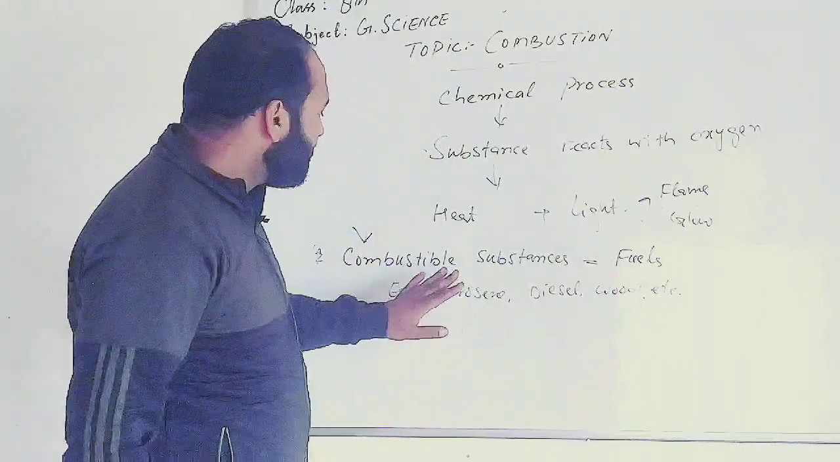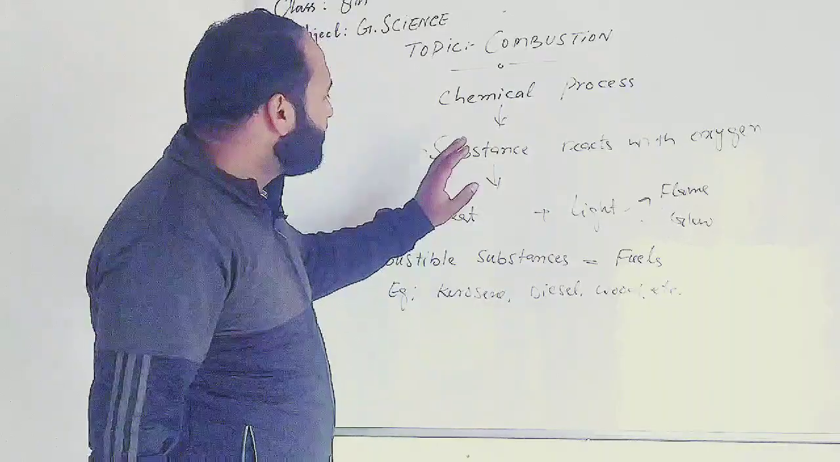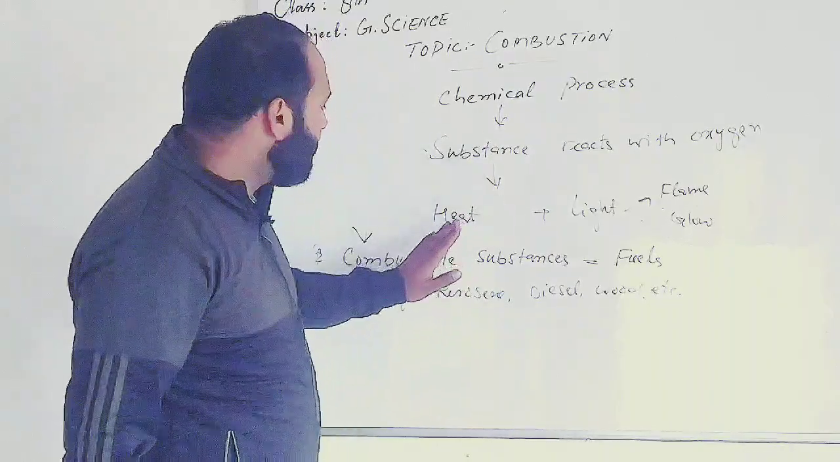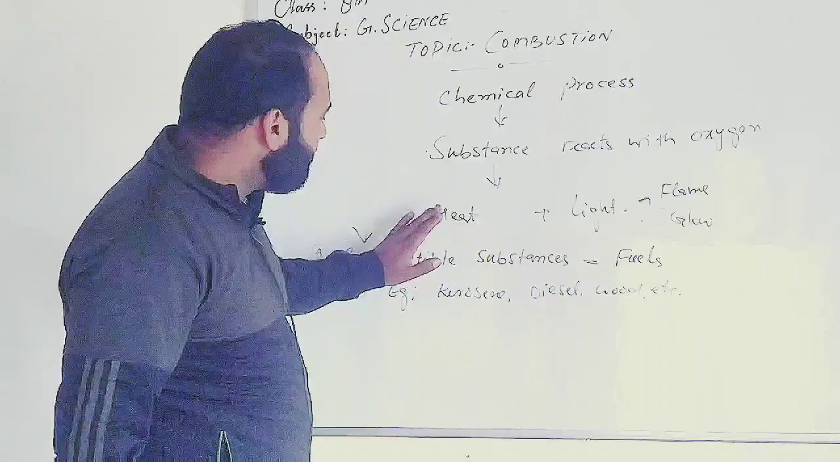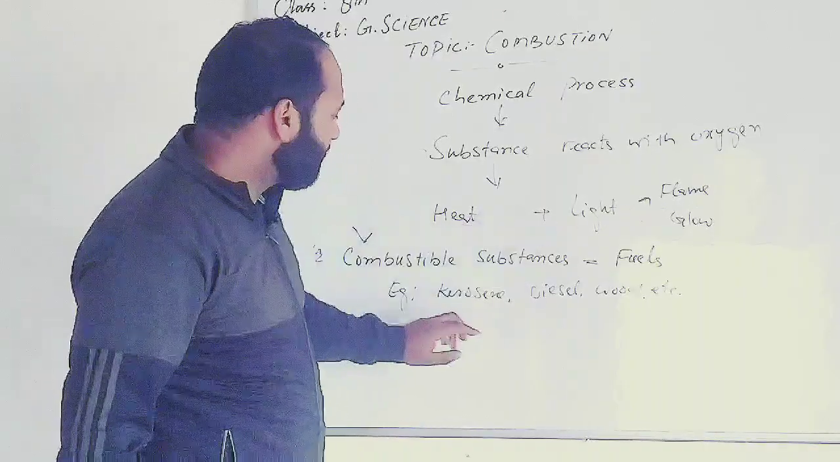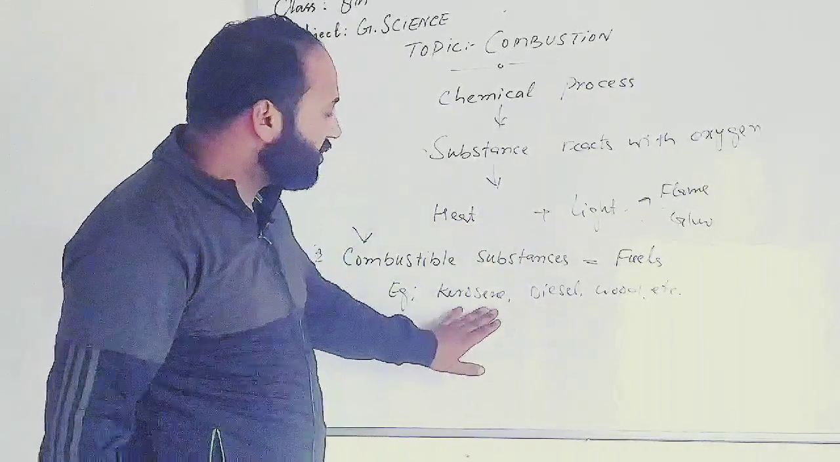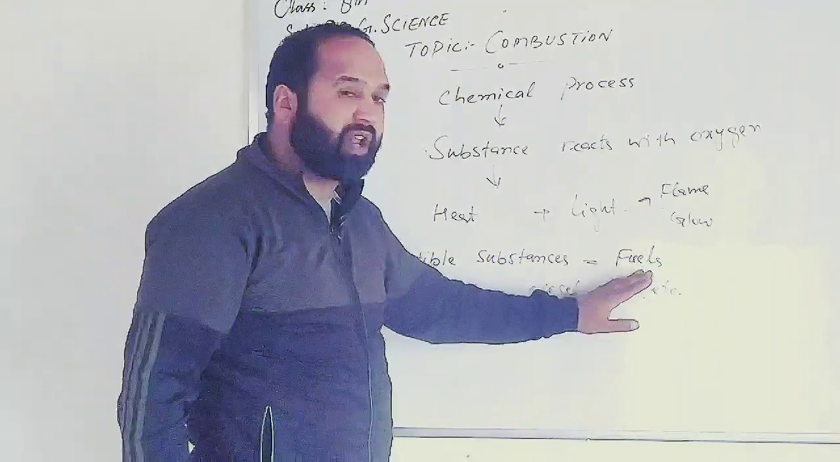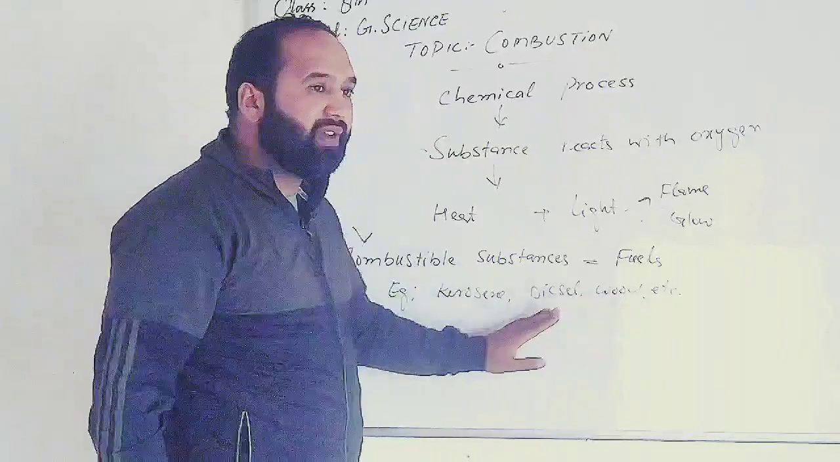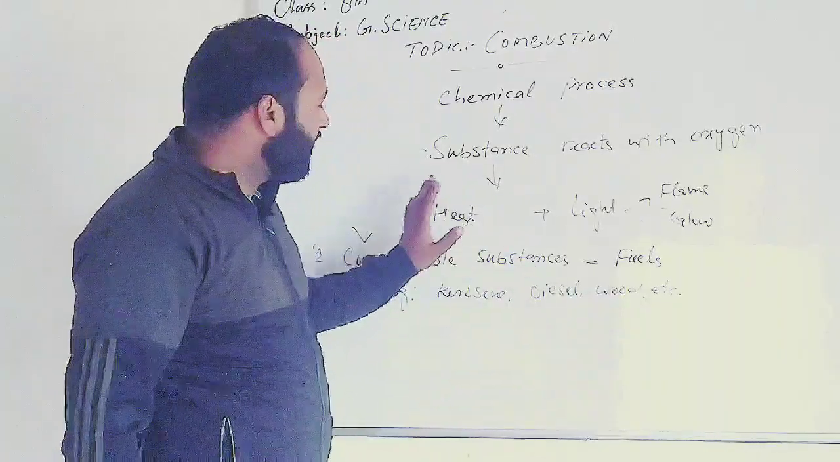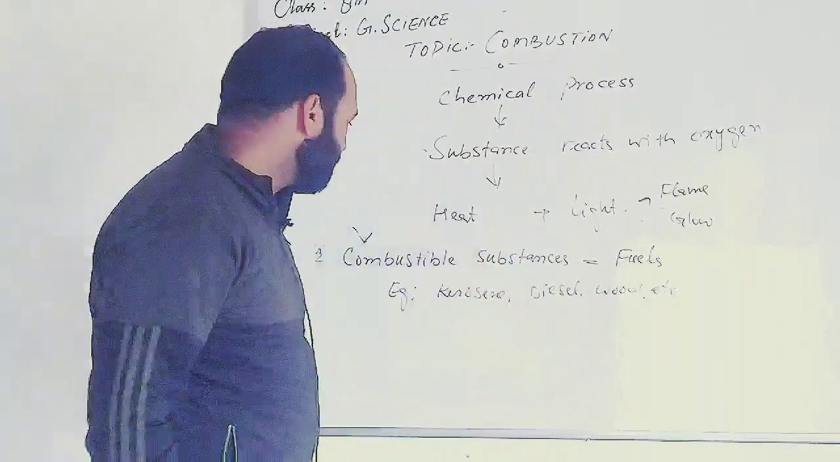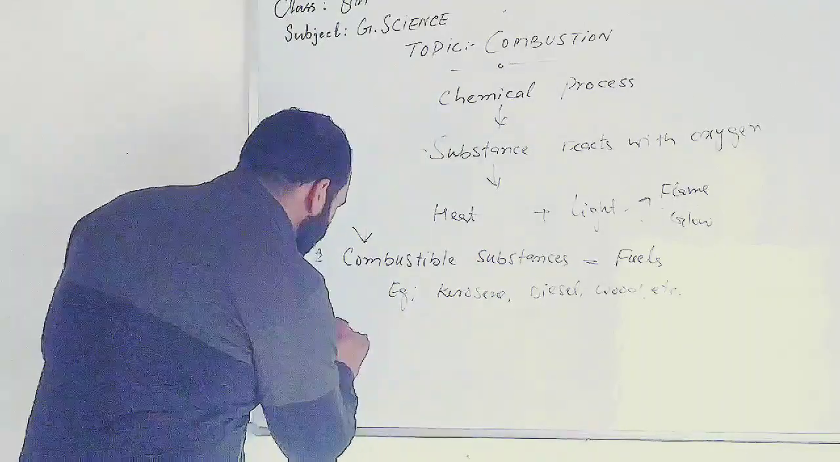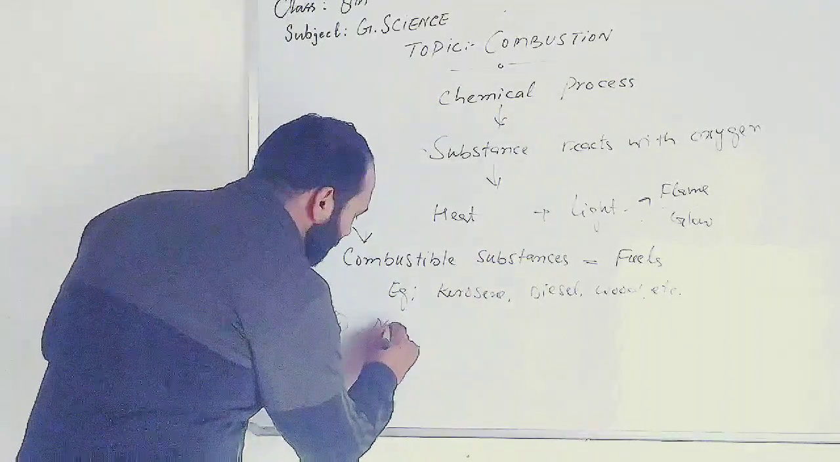Combustible substances are those substances that react with oxygen present in the air to produce heat and light. We have examples: kerosene, diesel, wood. These combustible substances are also called fuels because when they burn, they produce energy in the form of heat and light.